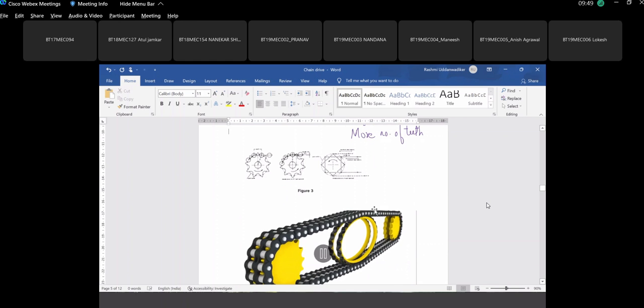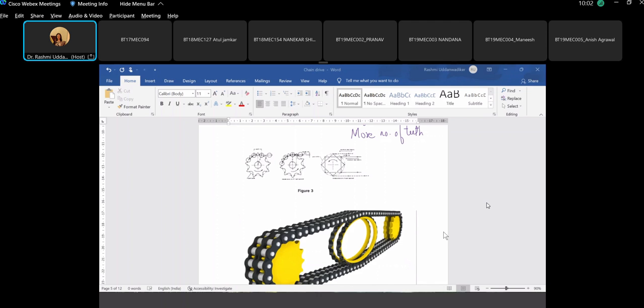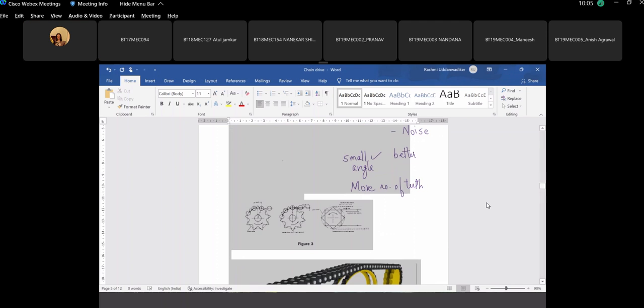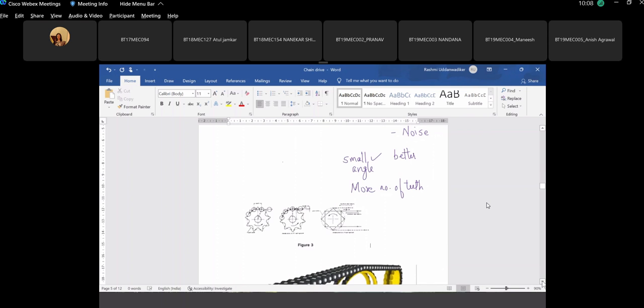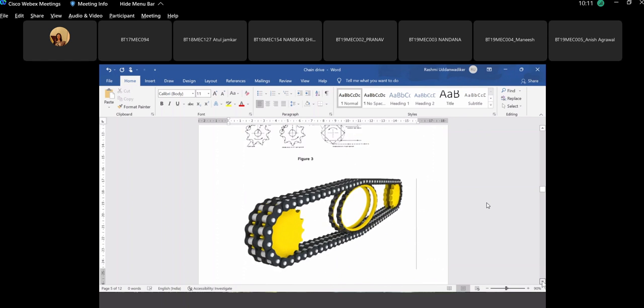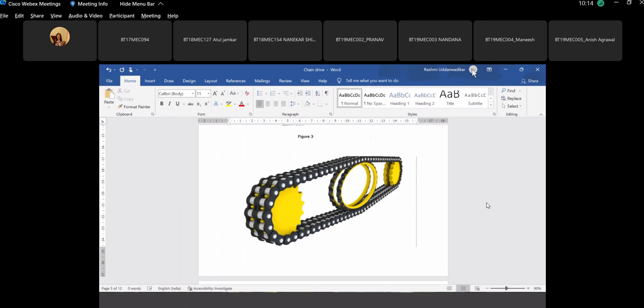My screen is visible? Okay. And what do you see on the screen? Sarvesh, what do you see on the screen? Atharva?